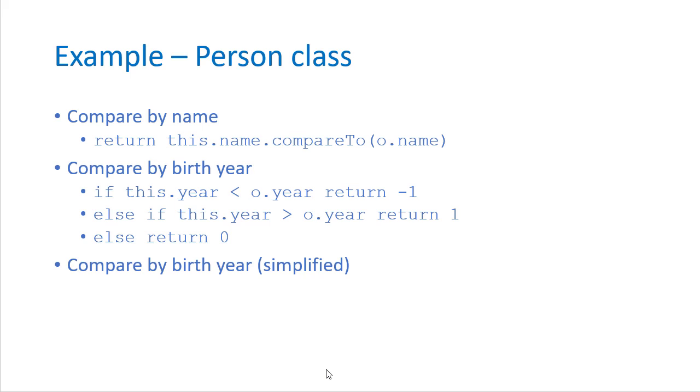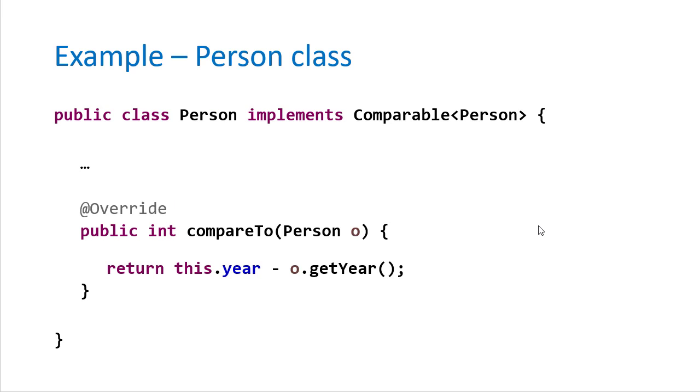Now, there is a way to do that in a simpler way. We don't have to just return -1 or 1. We can return any value. So another way we can do this is subtract O's year from this's year. And notice that will be positive if this's year is greater. It will be negative if O's year is greater. And it will be 0 if they're equal.